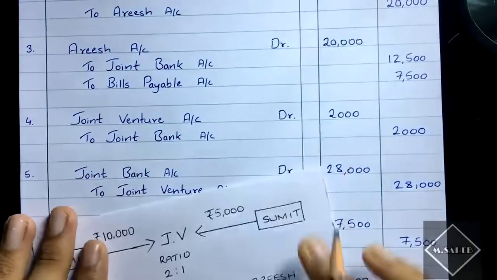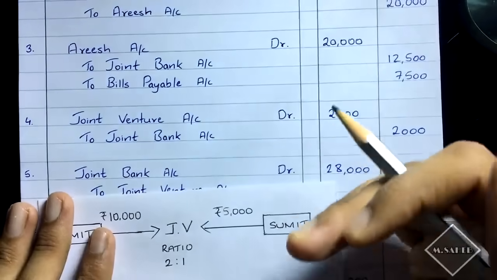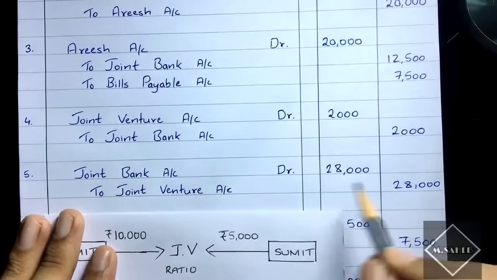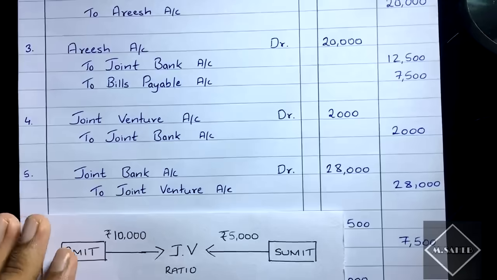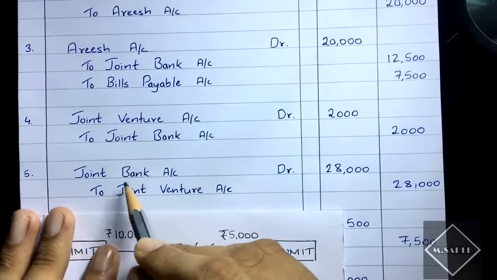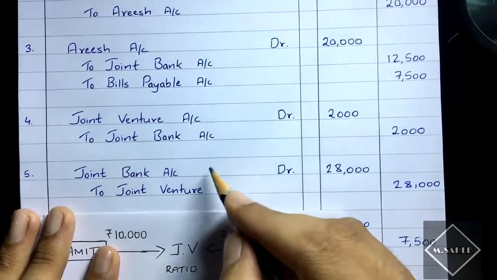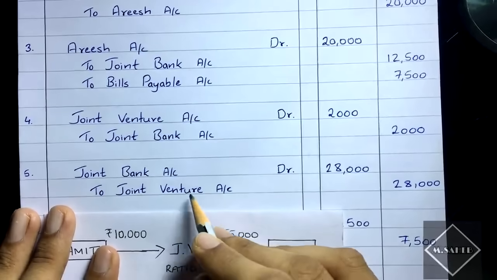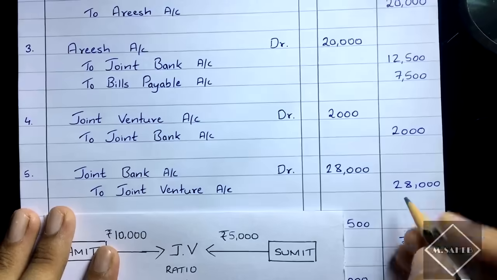It is opposite to expense. Okay, whenever there is an expense, you have to debit the joint venture. Whenever there is any revenue, increase in revenue, you have to credit the joint venture account. So joint bank account, cash is coming in, debit, asset is increasing, debit, and then to joint venture account, revenue is increasing, joint venture account is being credited, 28,000.